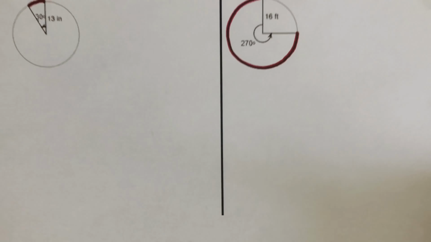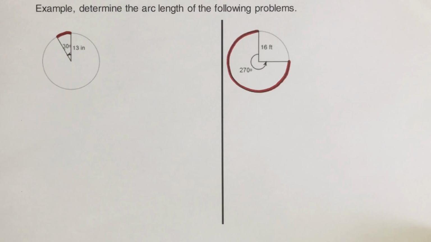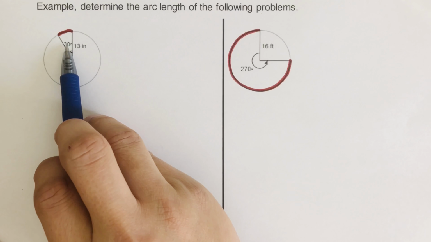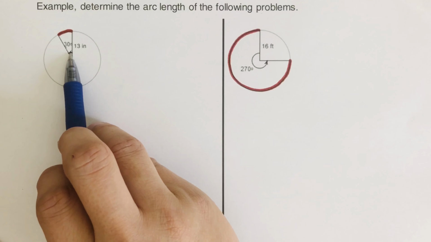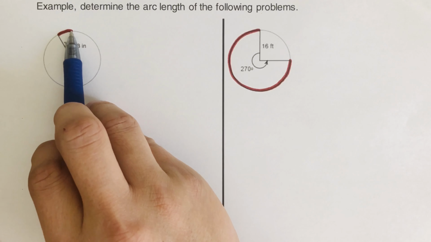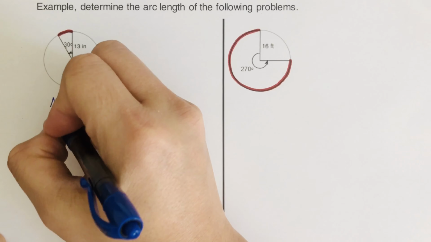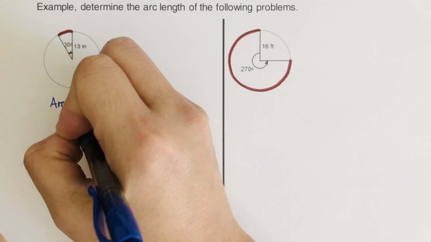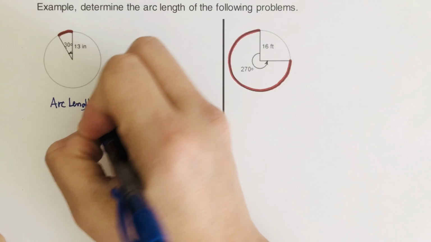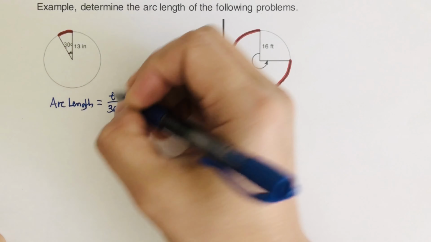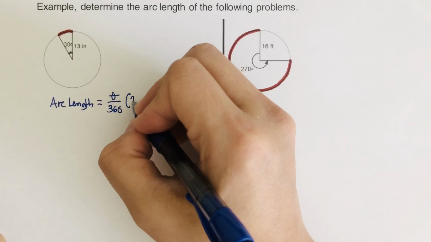So let's take this first example. We're given a circle and our radius here is 13 inches and we get a degree of 30 degrees, which is the central angle right here. So we're supposed to find this red portion right here. Using the equation, arc length is equal to theta divided by 360 times 2 pi r.